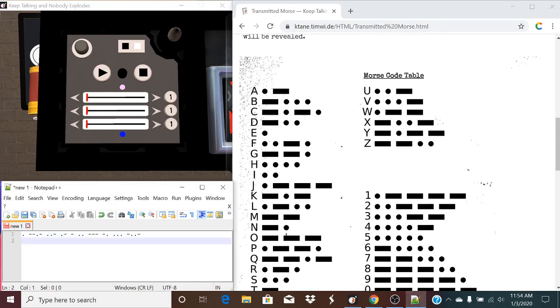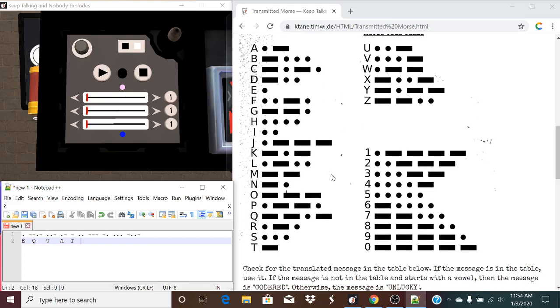So dot is an Echo. Dash, dash, dot, dash is a Quebec. I think I already know which one this is. Dot, dot, dash, the Uniform. Dot dash is an Alpha. Dash is a Tango. Dot dot is an India.